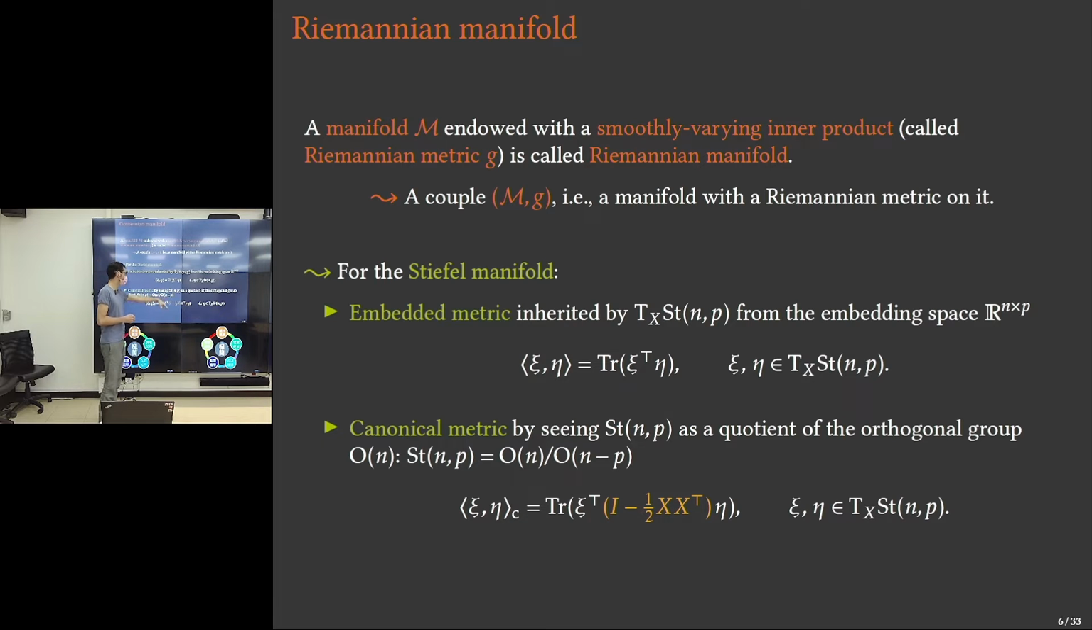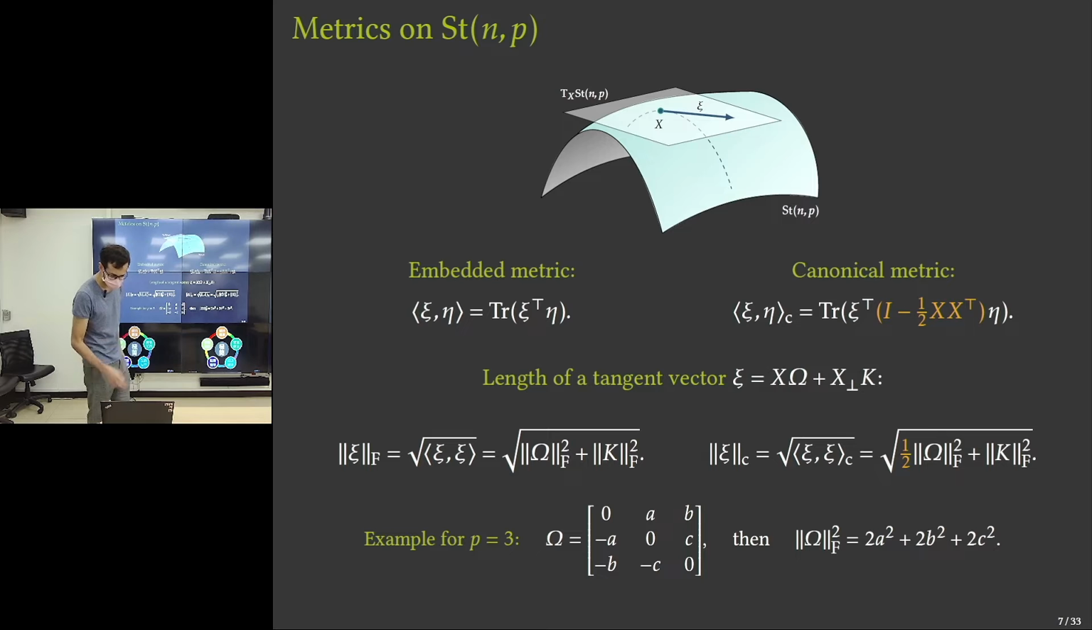So we quotient out all the orthonormal matrices of size n minus p. And then we have this metric, this inner product, which differs from the embedded one only for the presence of this term in yellow. And we have seen last time that if we want to compute the length of a tangent vector that has that format, the only difference in the actual calculations is the appearance of this 1/2 factor here.